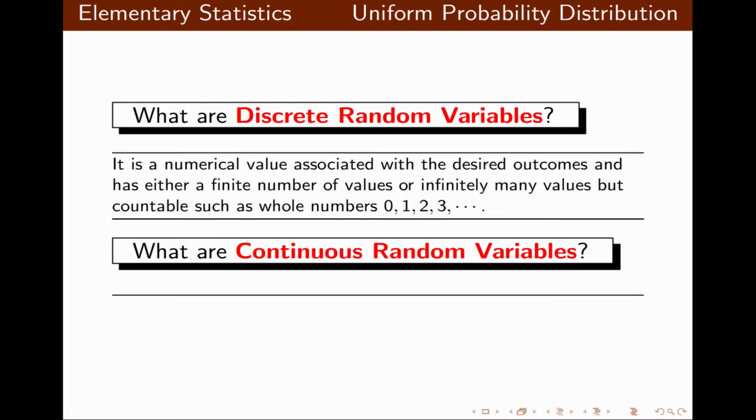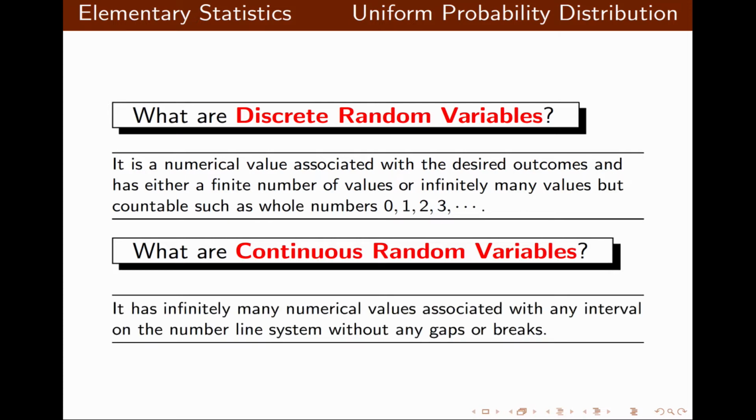And what about continuous random variables? It has infinitely many numerical values associated with any interval on a number line system without any gaps or breaks. Continuous random variables are measurable. Discrete random variables are countable.